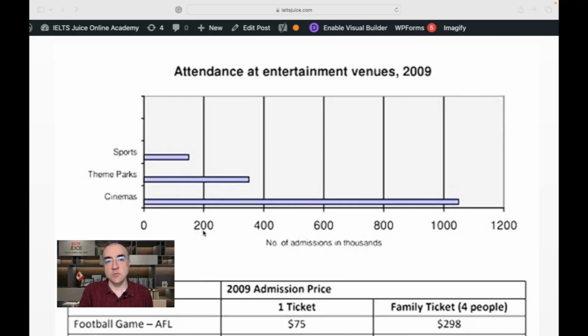So this is 200,000 people who admitted in these three categories. We have sports, theme parks, and cinemas on the y-axis.